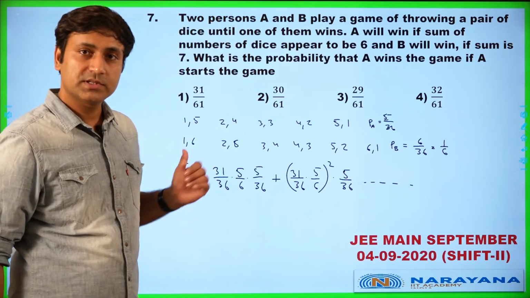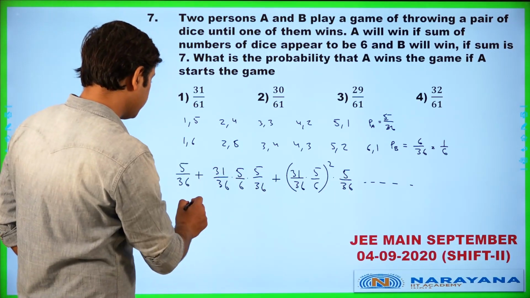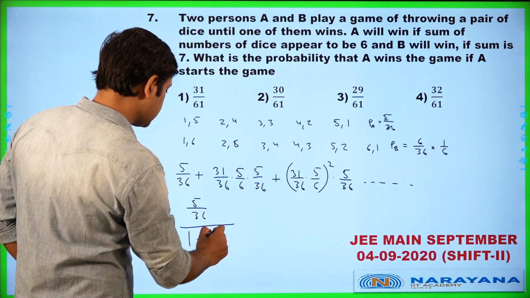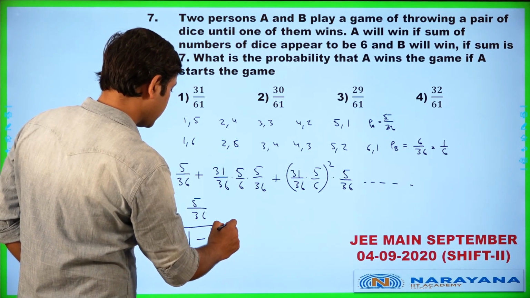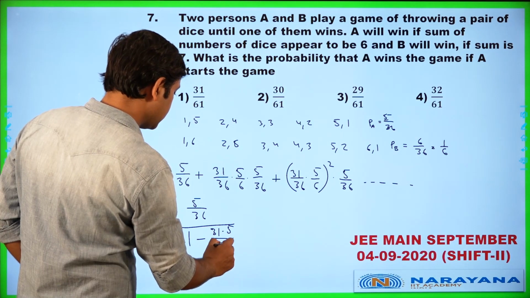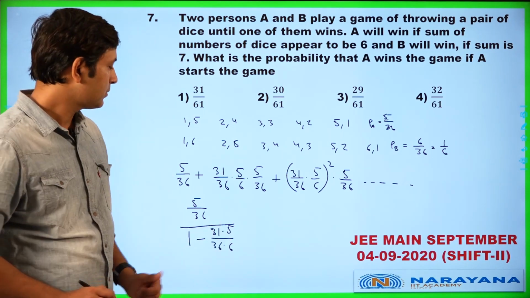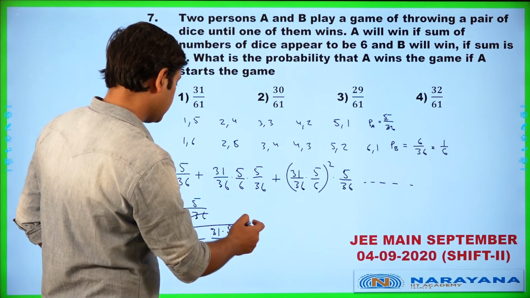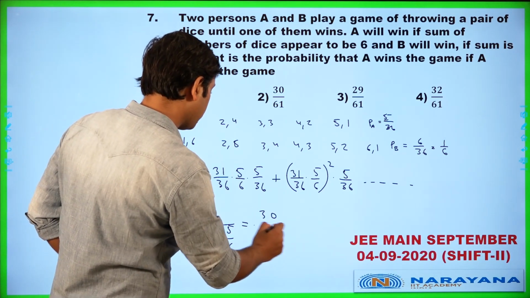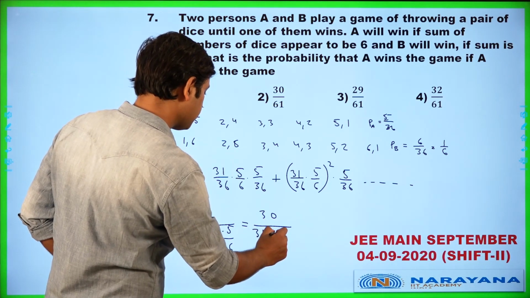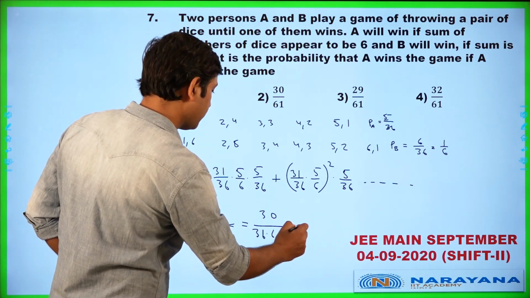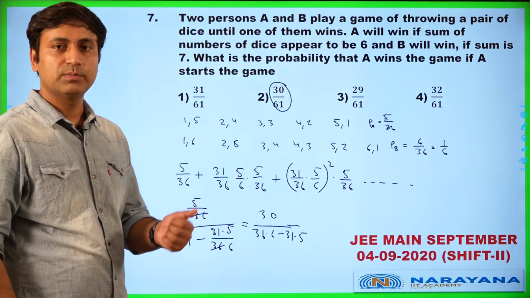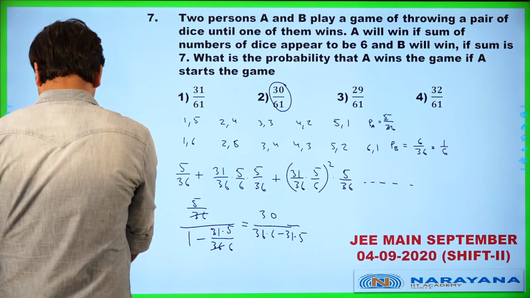As you can see, this is a GP. The sum of that GP will be 5 upon 36 upon 1 minus 31 into 5 upon 36 into 6. We'll simplify that. It will look like 30 upon 36 into 6 minus 31 into 5. We'll mark the corresponding option and we'll move on to the next question.